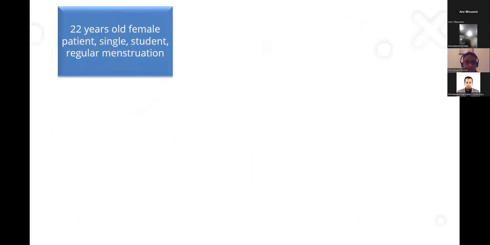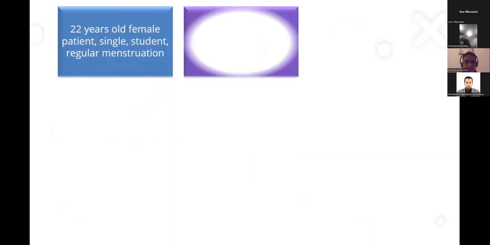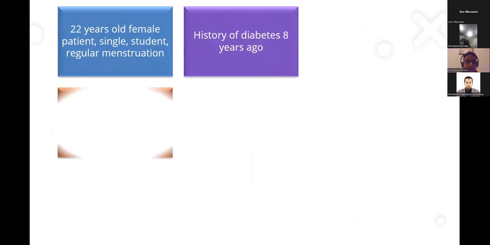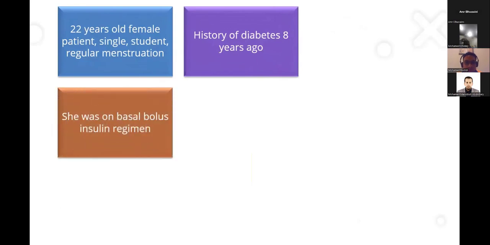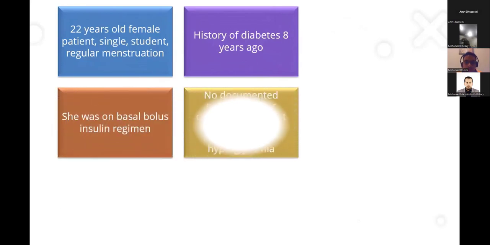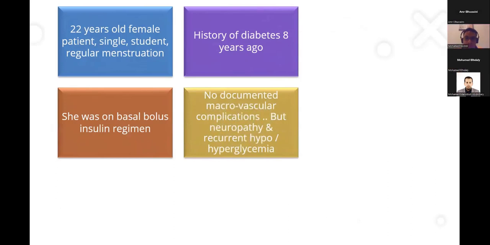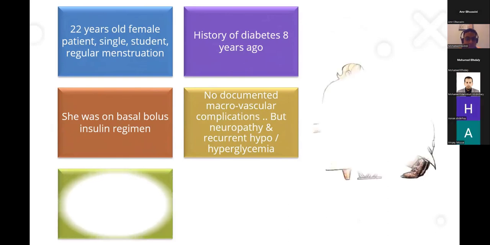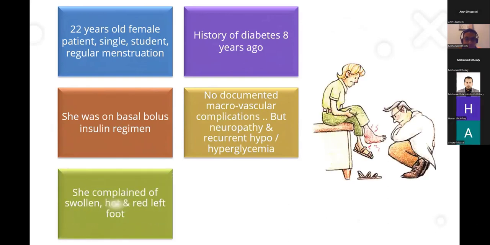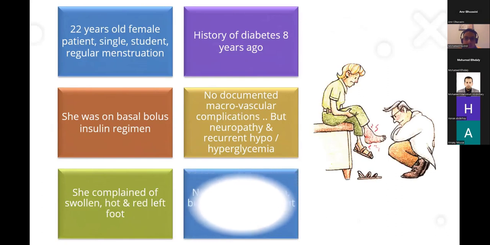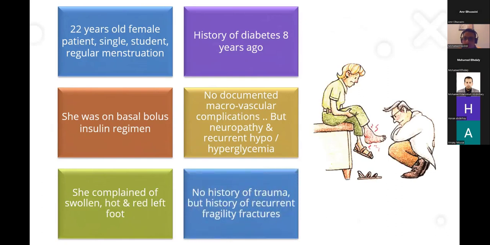I have a patient, 22 years old, female, single, a student with regular menstruation. She has been diabetic for 8 years and was on a basal bolus insulin regimen. Although there was no documented macrovascular complication, neuropathy was there, with recurrent attacks of hypo- and hyperglycemia. She complained of a swollen, hot and red left foot, with no history of trauma, but a history of recurrent fragility fracture.